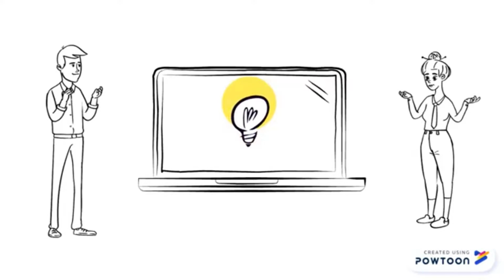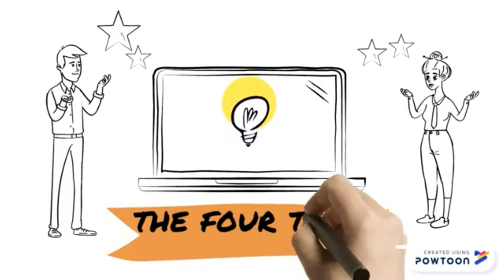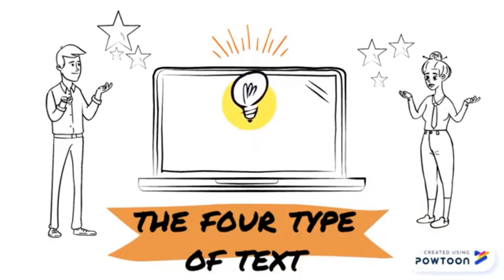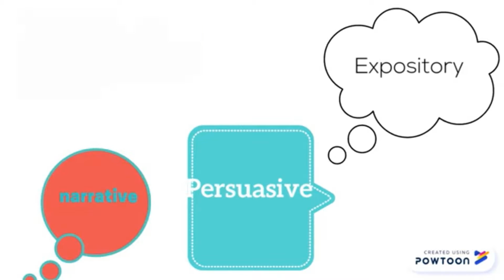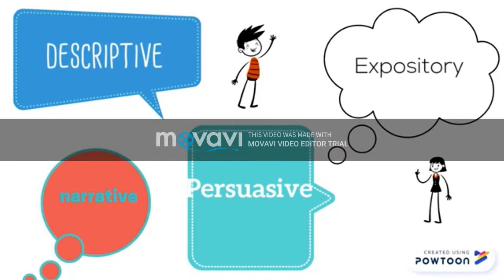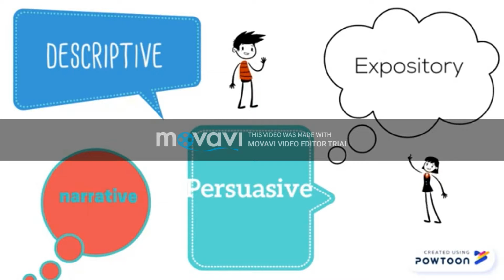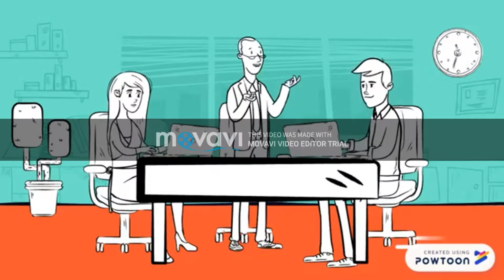Text types is a way to name the different functions of text and their characteristics. In other words, what the text is written for. Consequently, we will find four major categories of text. Those categories are expository, narrative, descriptive, and persuasive.